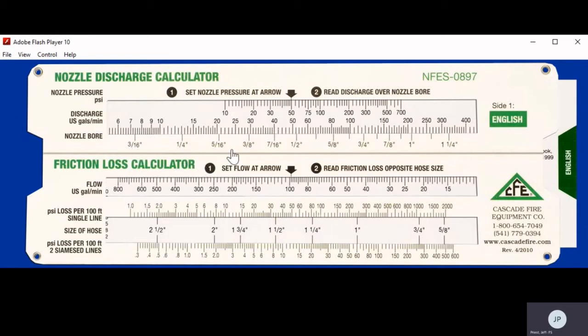Now, down here you have nozzle bore. There's 3/16, quarter, 5/16, 3/8, and so on. That's going to show you your volume at 50 psi. So if I have 50 psi as nozzle pressure, 50 psi at the tip, a 3/16 tip is going to give me, what's that, 7.4 gallons per minute. And we round. So round to the nearest whole number. In that case, we call it a 3/16 7 gallons a minute.